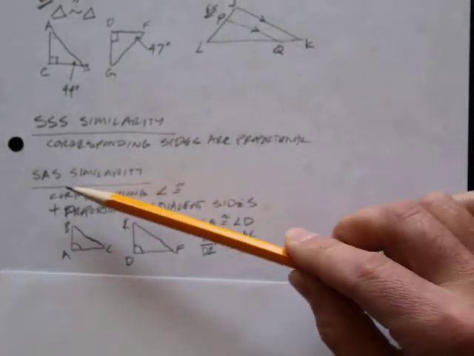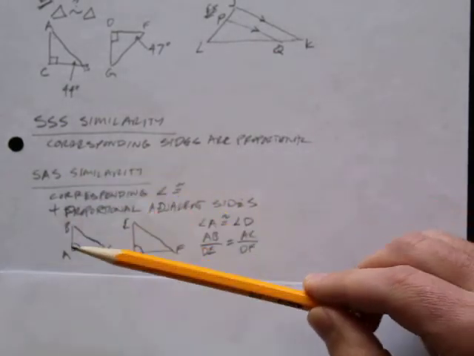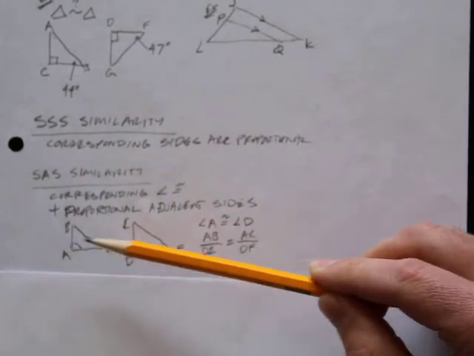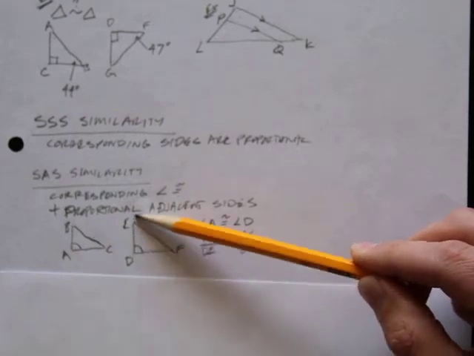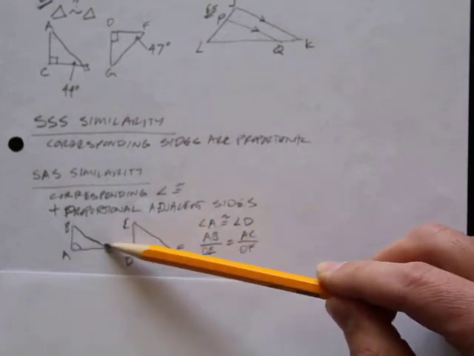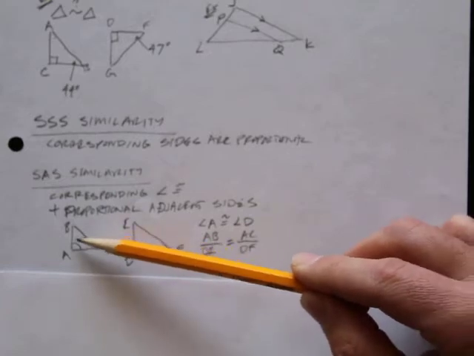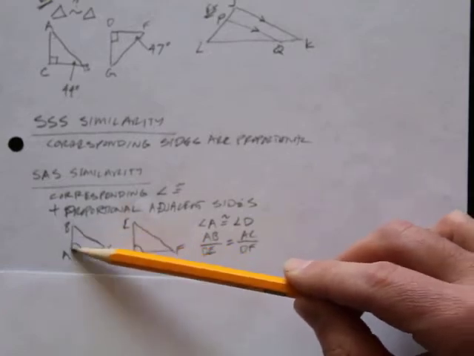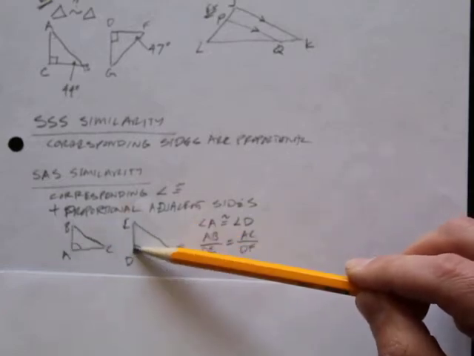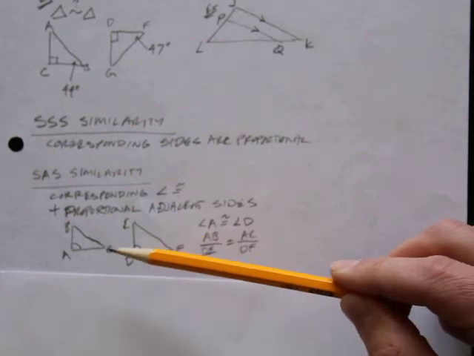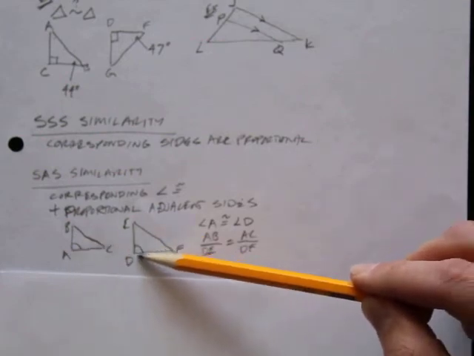Now, in order for us to use side-angle-side similarity, AB has to be congruent to DE, and AC, I'm not congruent, sorry, proportional. AB over DE has to be the same as AC over DF.